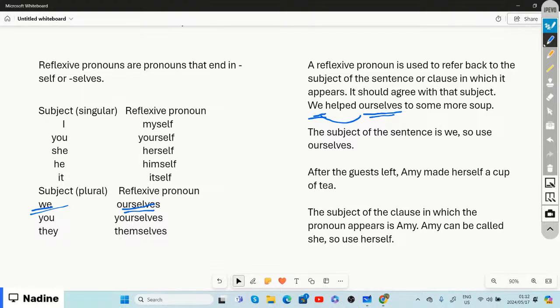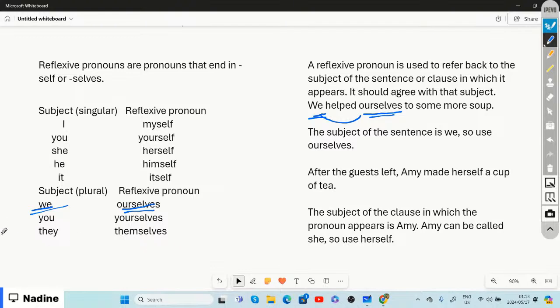So that reflexive pronoun needs to refer back to the subject of the sentence or clause in which it appears. And that is the example that we made. When we said the reflexive pronoun, for example, myself needs to refer to I, yourself needs to refer to you, herself needs to refer to she, himself needs to refer to he, itself needs to refer to it.